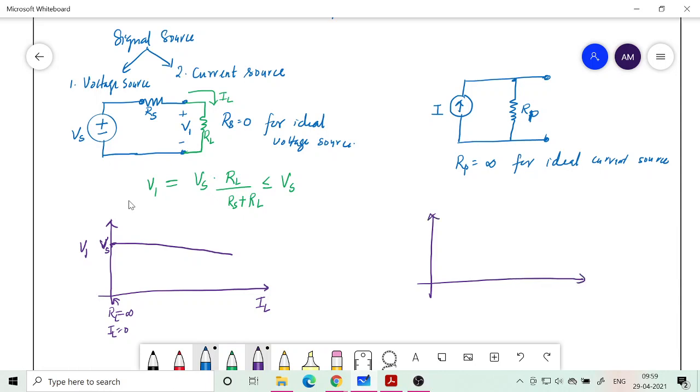So now what about the current source? The current source, ideally when you put a load resistance, so this is the load resistance that you put, I want a current which is the same as what is generated here, but that you will never get. You will always get something lesser than that. So this is your IL.